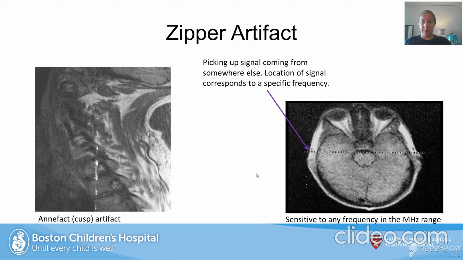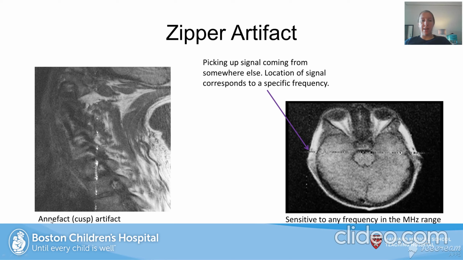So you can see the difference between the two here. On the right, I have the zipper artifact. This is picking up signal coming from somewhere else. The location of the signal corresponds to the specific frequency. It's sensitive to any frequency in the megahertz range, and it goes across the phase encode direction here. And it looks like a zipper, actually. So it's an appropriate name for it.